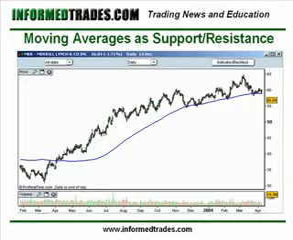Moving averages as support and resistance. A lot of times, particularly the more popular moving averages, the 50, the 100, and the 200-day moving averages, will establish themselves as support or resistance, as you can see they've done here in the chart of Merrill Lynch.